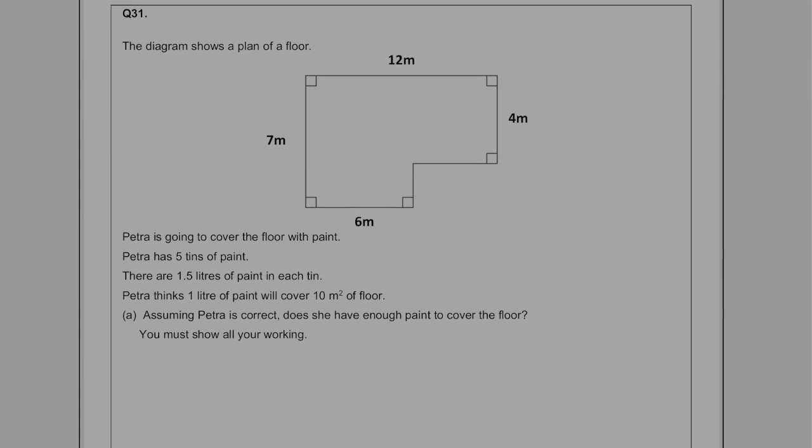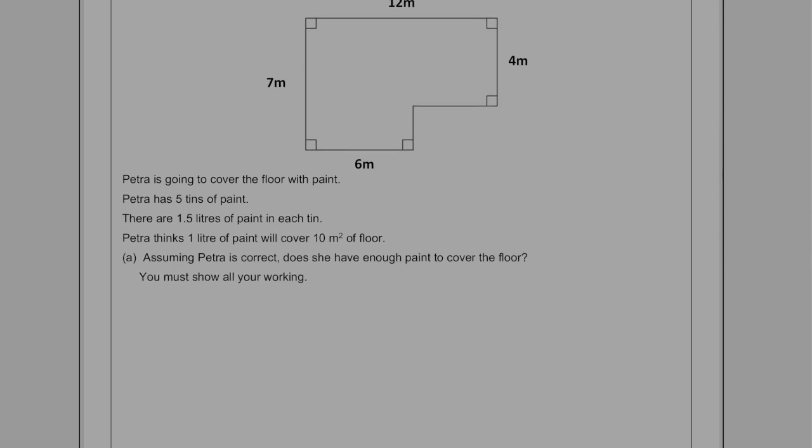Right, question 31. Diagram shows the plan of a floor. Petra is going to cover the floor with paint. Petra has 5 tins of paint. There are 1.5 litres of paint in each tin. Petra thinks 1 litre will cover 10 meters squared of flooring. Assuming Petra is correct, does she have enough paint to cover the floor? You must show all your working.